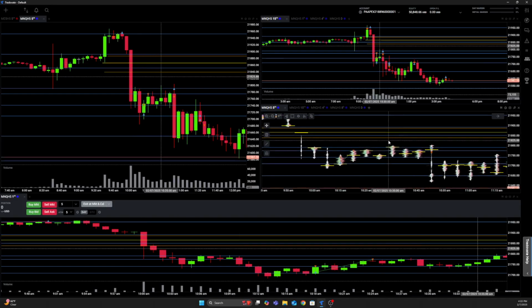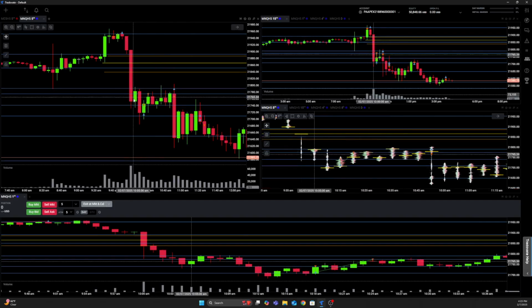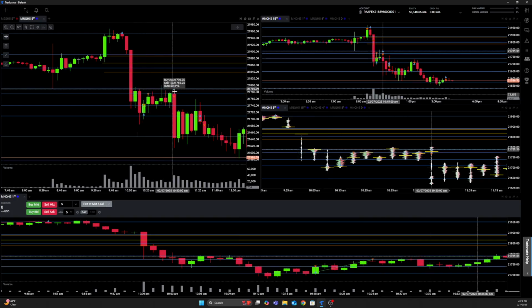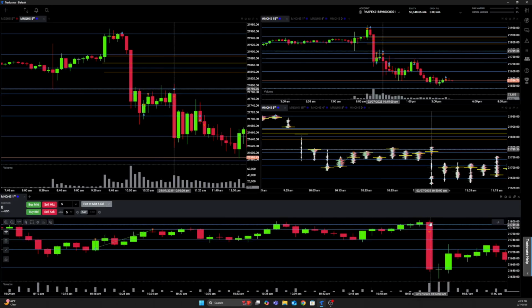So likewise, we also saw a lot of volume here at this level that was acting as resistance. You can see it acting as resistance. You can't break above it. I took a trade that was too early. So I took a long position here.